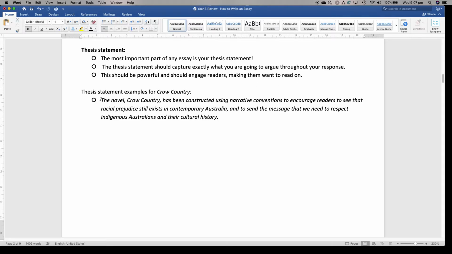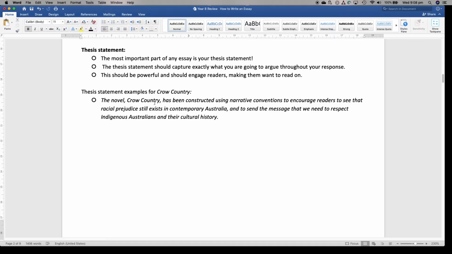And the example that we have provided here is a little bit formulaic but very effective. The novel Crow Country has been constructed using narrative conventions to encourage readers to see that racial prejudice still exists in contemporary Australia, and to send the message that we need to respect Indigenous Australians and their cultural history. So it's quite a lengthy sentence. It has a lot of information in there, but it clearly demonstrates how this particular candidate is answering the question.